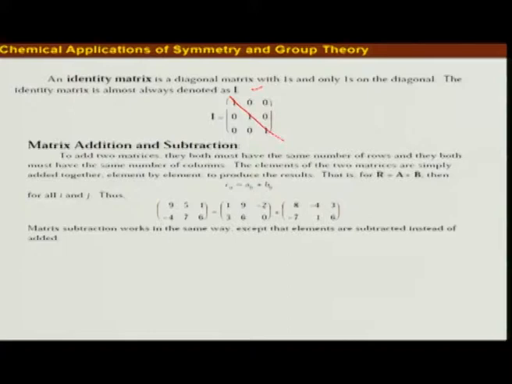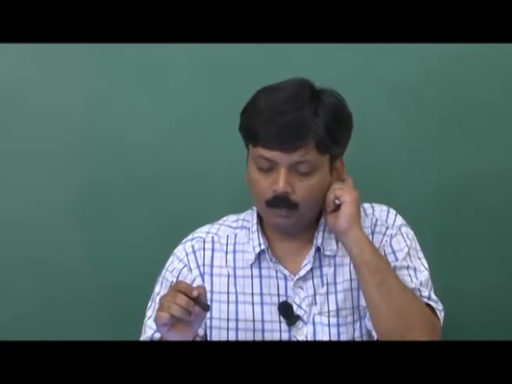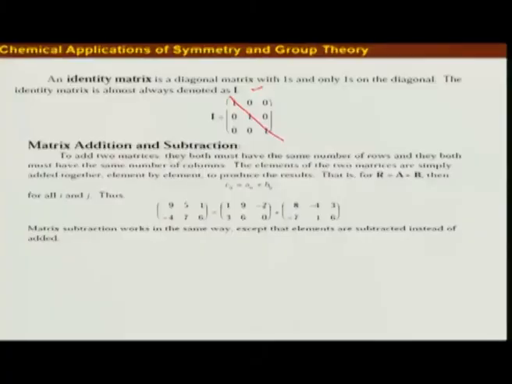Okay, so now if you have two matrices and you want to do subtraction or addition with those two matrices, how do you do that? So to add two matrices, you cannot do it with any two matrices. Okay, so they both must have the same number of rows and they both must have the same number of columns. So if I have, say, a 2 by 3 matrix and then I have a 4 by 4 matrix, then I cannot do any kind of subtraction or addition using these two matrices.